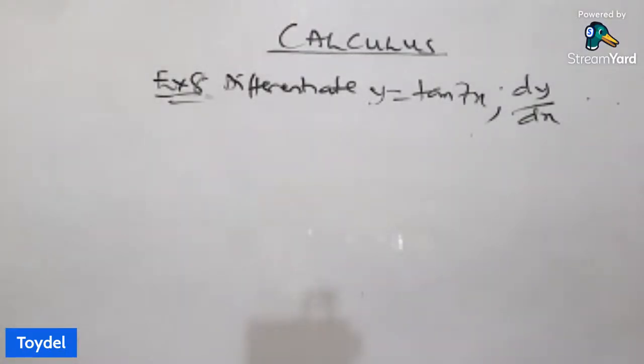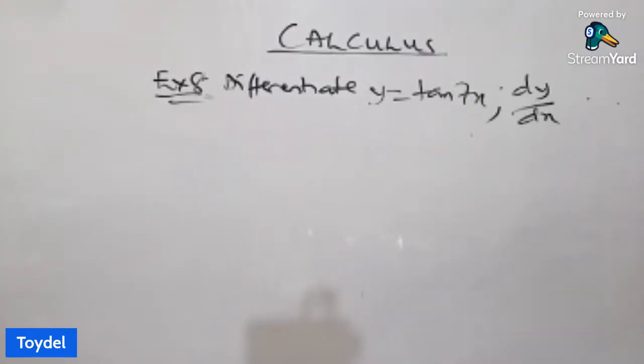When we differentiate tan, we are going to get sec square. Whenever we differentiate tan, we are going to get sec square x. That is what we are going to get. So please let's take note. When we differentiate tan, we are going to get sec square x. So in this case now, we have to find tan 7x.